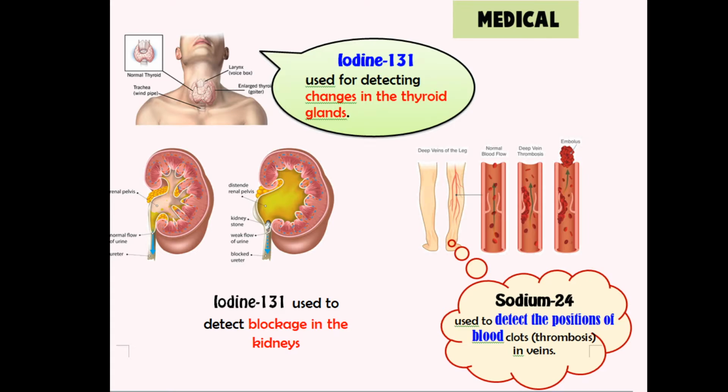You want to detect the blockage in the kidney. 131 is a thyroid gland. Okay, sodium 24. Detect the position of the blocking in the veins. Okay, blood blocking in the veins. You want to detect where's thrombosis. Okay, so this one is an example.